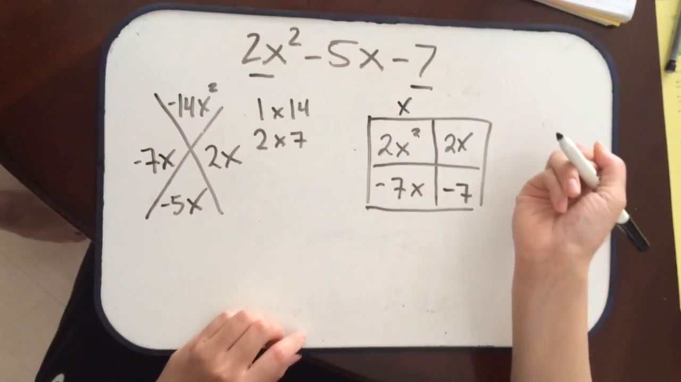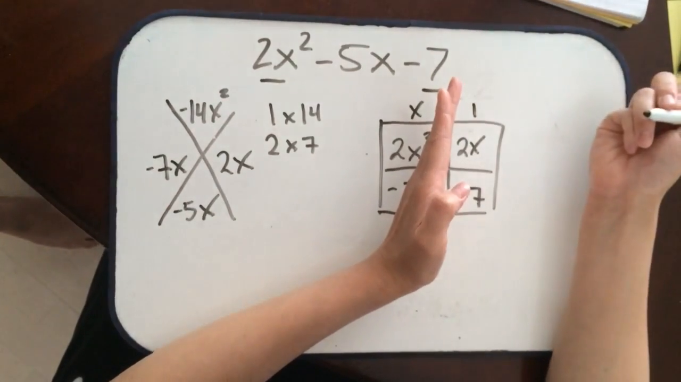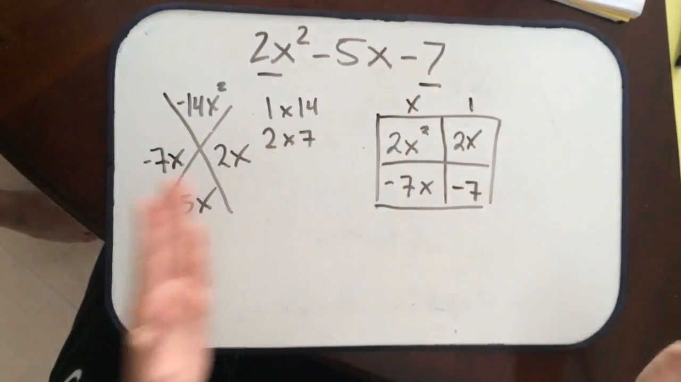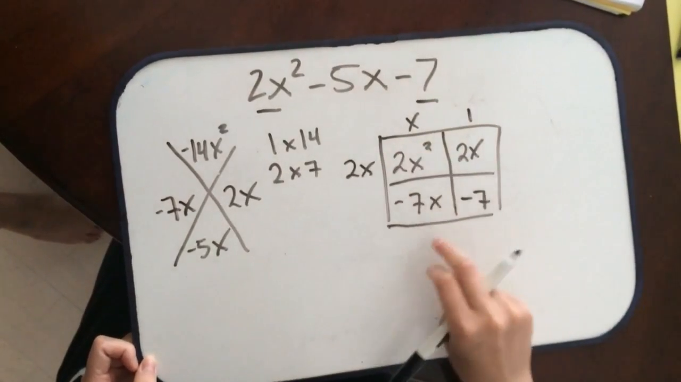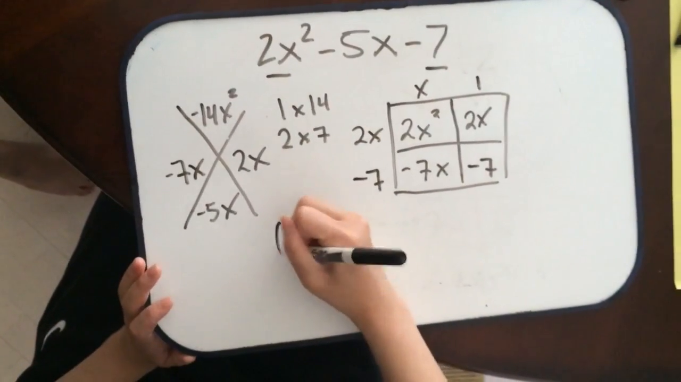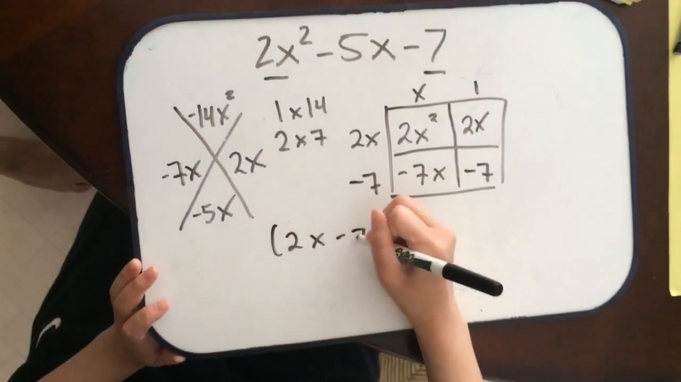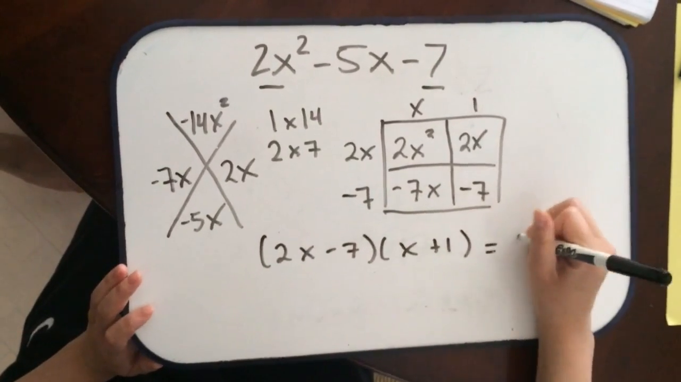Then you're going to look at the next column and see what they have in common, and they only have a 1 in common because you can't just have a 0. Then you look at each row and what they have in common. Then you have your two sets, and you'll write them as 2x minus 7 times x plus 1, and then you set it equal to 0.